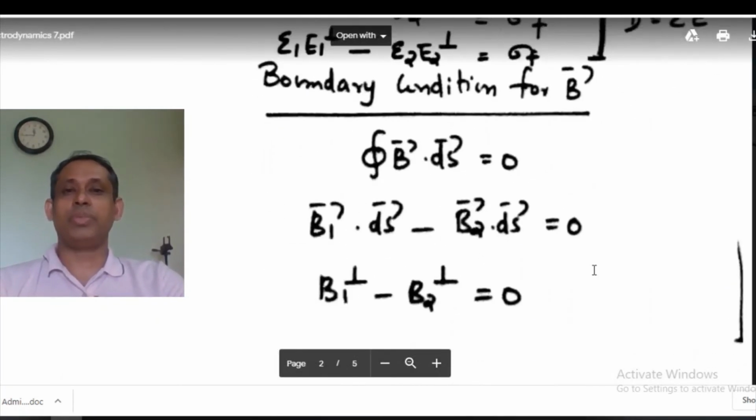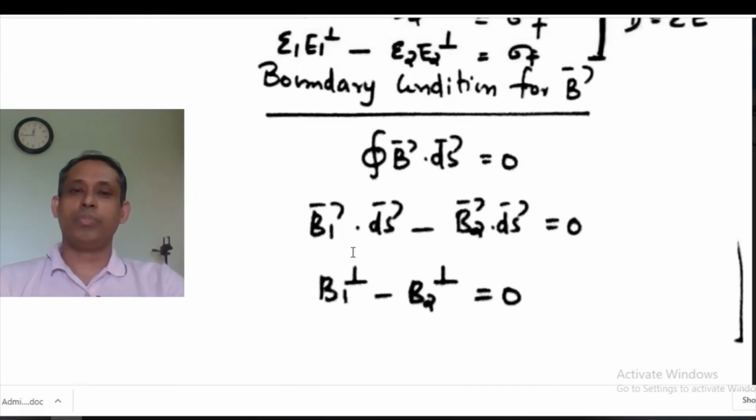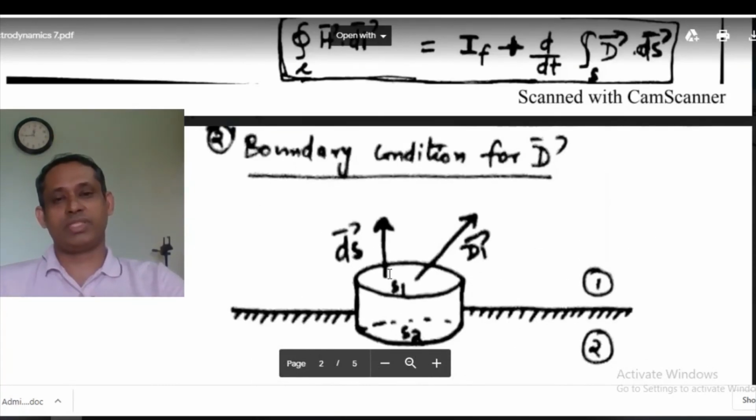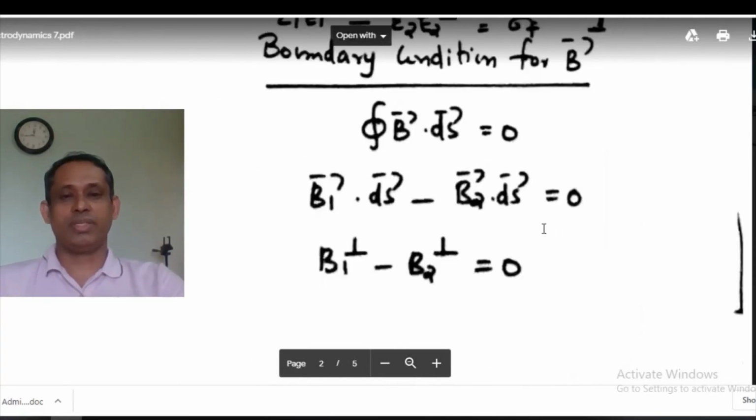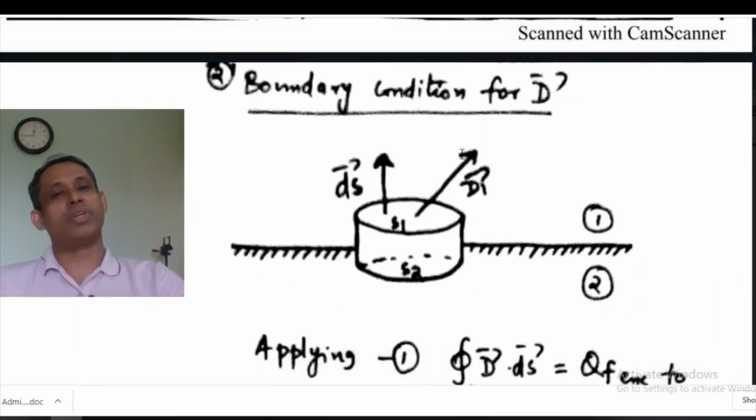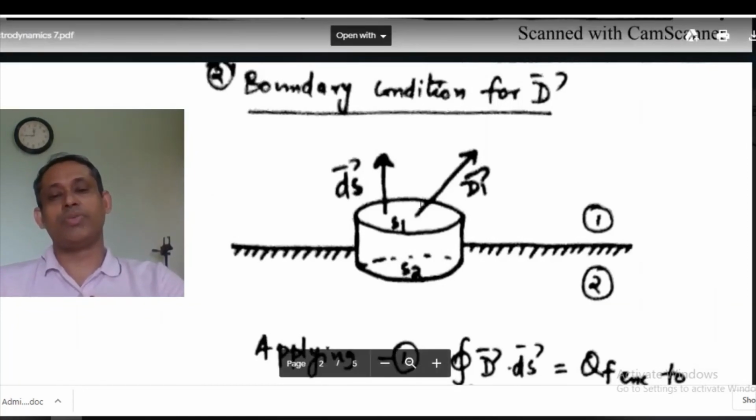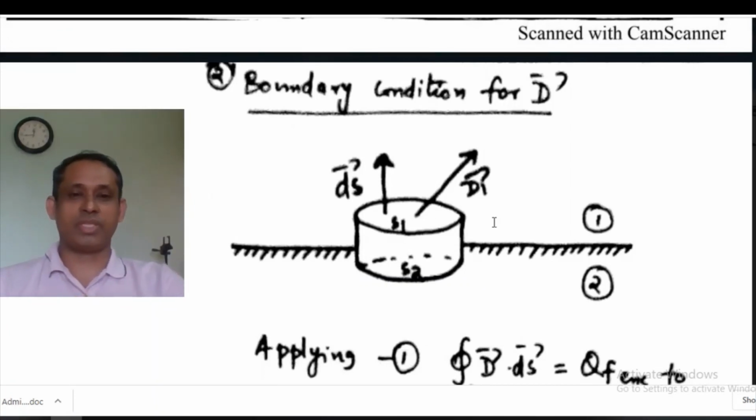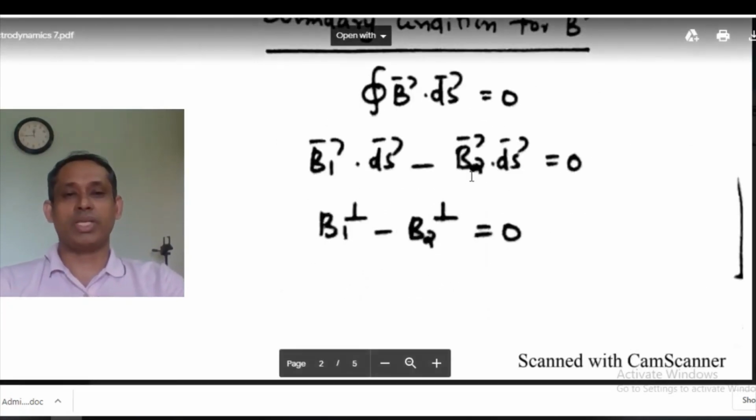Then we have the boundary condition for B. We take the integral of B dot dS, the second equation, which we know is equal to 0. So B1 dot dS is for the upper surface, and B2 dot dS for the bottom surface. Here the magnetic field is B1, and here it is B2. Again, we neglect the curved surface. So we have B1 dot dS minus B2 dot dS equal to 0.